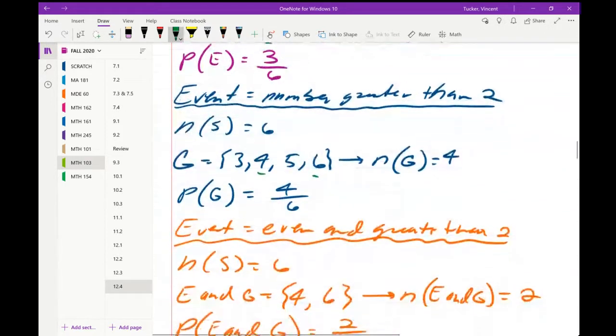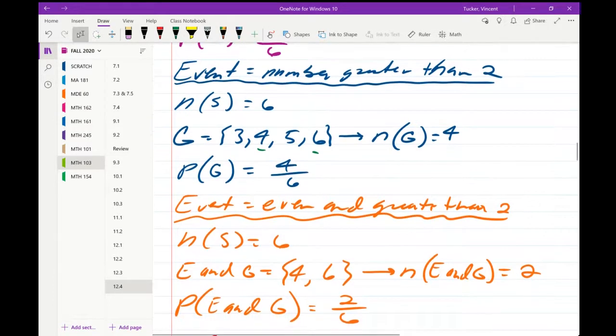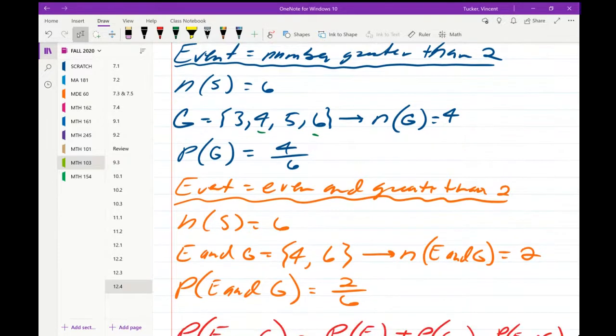So we look at what they have in common. Is it possible to be even and greater than 2? The answer is yes. And that's 4 and 6, like we already mentioned. So we have two numbers that are even and greater than 2. So that probability would be 2 over 6.